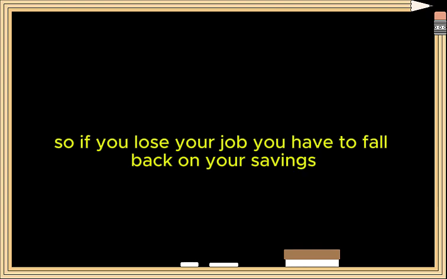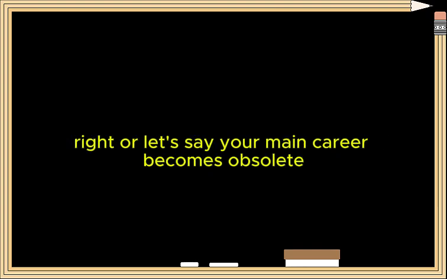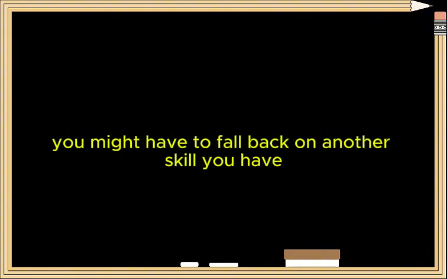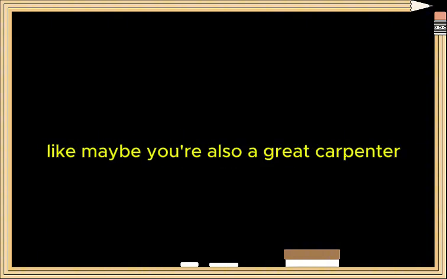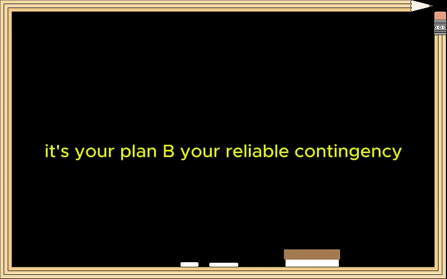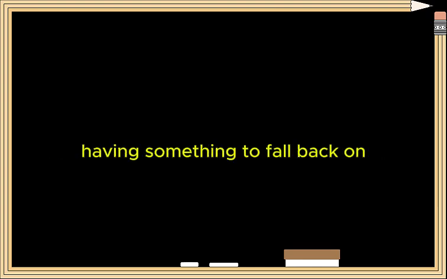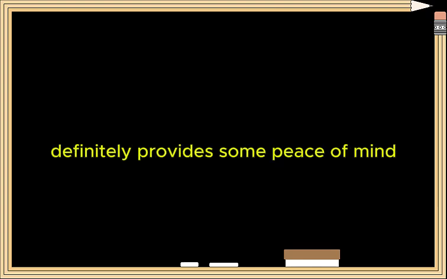So if you lose your job, you have to fall back on your savings. Right. Or let's say your main career becomes obsolete, you might have to fall back on another skill you have, like maybe you're also a great carpenter. It's your plan B, your reliable contingency. Having something to fall back on definitely provides some peace of mind.